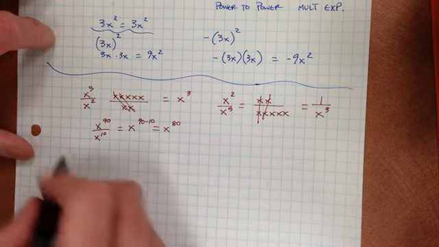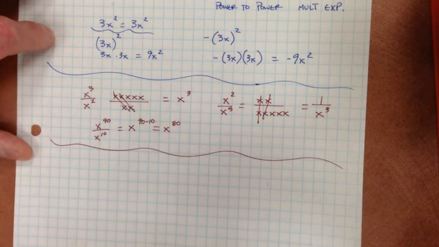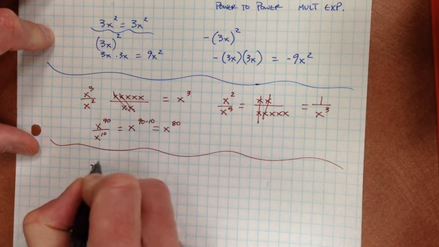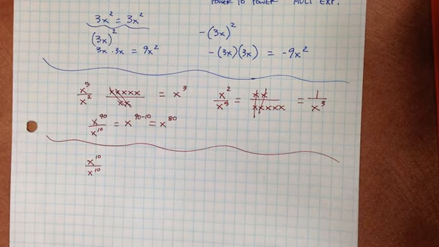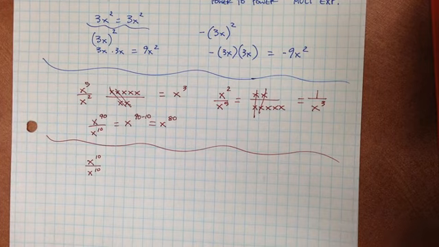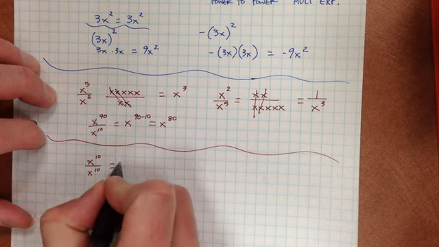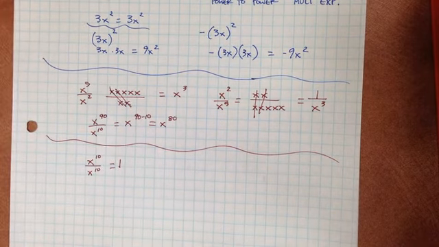Okay, that leads us into hopefully a good understanding of what this is. Let's say we have x to the 10th over x to the 10th. Hopefully you're looking at that and you're saying 1. I know that's 1. Anything over itself is 1, and you would be totally 100% correct right there.